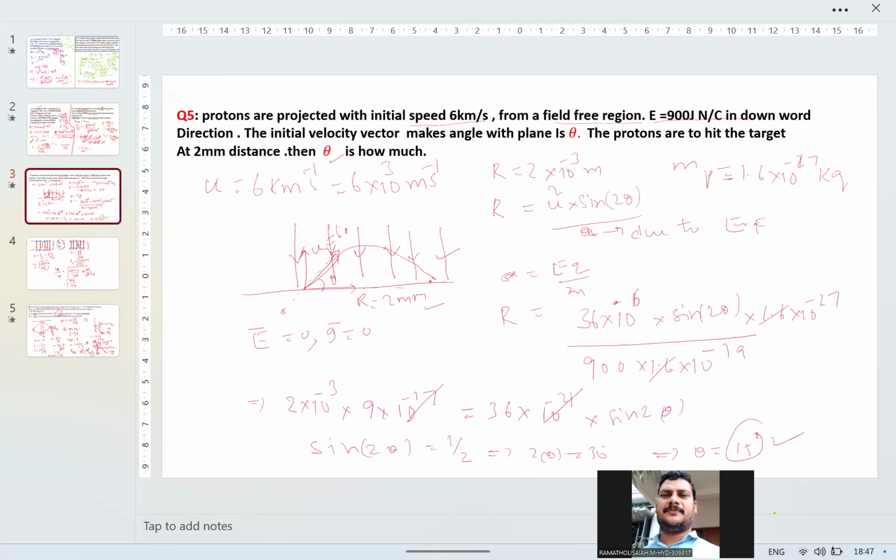Next, very important, question number 5. In the question, a clue is given: field free region. From a field free region means what?